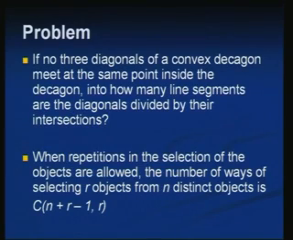Let us take an example. If no three diagonals of a convex decagon meet at the same point inside the decagon, into how many line segments are the diagonals divided by their intersections?